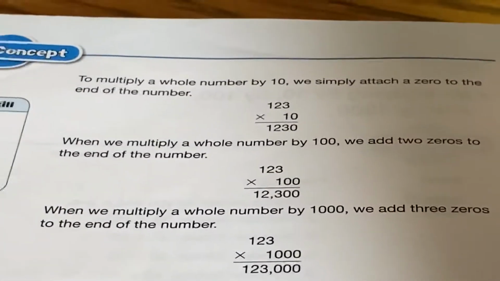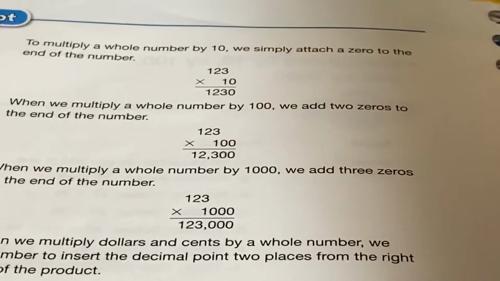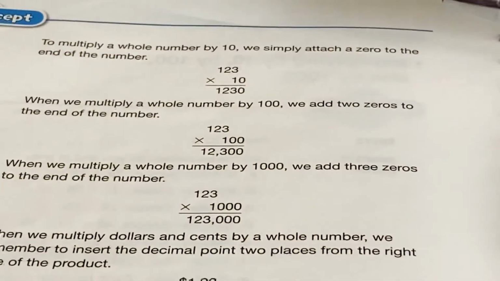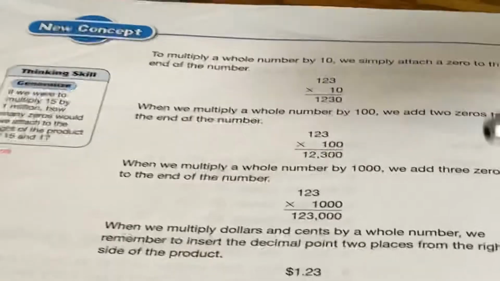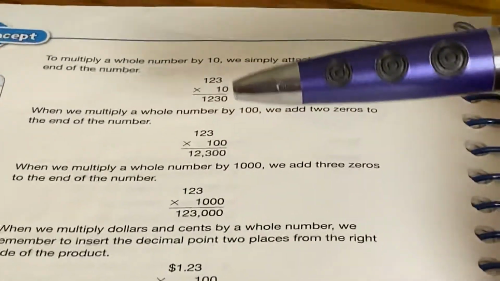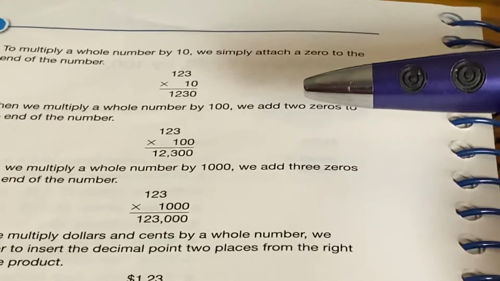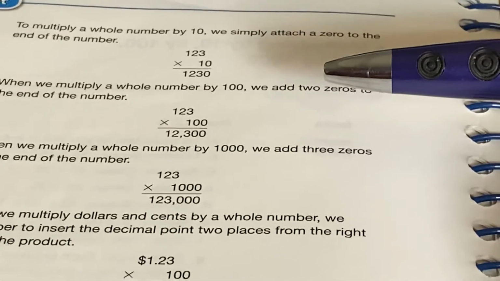Okay, we're going over multiplying numbers by 10, by 100, and by 1,000. So we've done this before. To multiply a whole number by 10, by the way, I'm sorry, we are on page 544 in our book. And to multiply a whole number by 10, we simply attach a 0 to the end of the number.